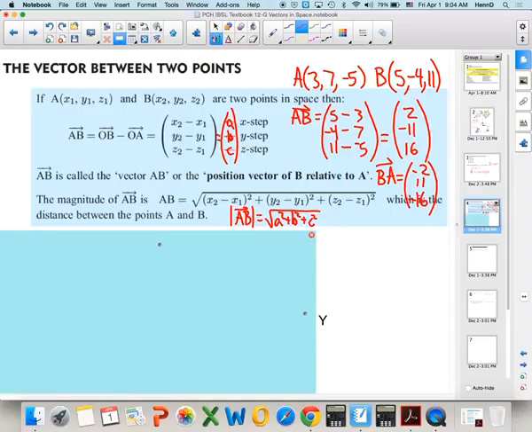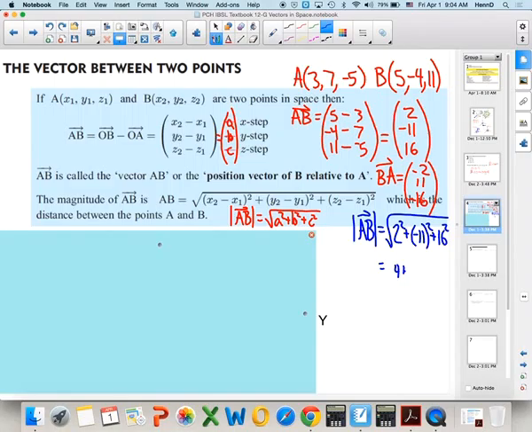So, if we think about the example we've been working through here, if I ask you for the magnitude of AB in this case, what are you going to do? -2 squared plus 1 plus 16 squared. Okay? Well, for A, it doesn't matter because opposites have the same magnitude. But for AB, we'd have 2 squared plus negative 11 squared plus 16 squared, and then it would be all square rooted.